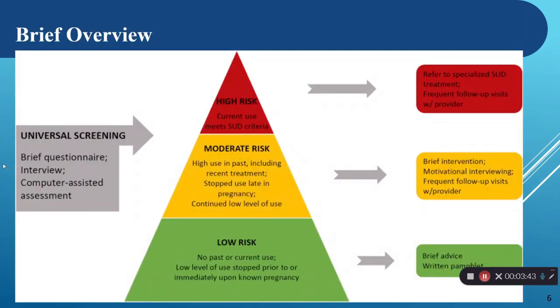So we're going to explain a little bit more about the risk levels. If they score low risk, let's say no past or current use, they have a low level of use and stopped prior to or immediately upon pregnancy, so we'll just give brief advice or a written pamphlet. Moderate use, when they had high use in the past, including recent treatment, or stopped use late in pregnancy. For any moderate use, we're going to give a brief intervention, motivational interviewing, and frequent follow-up visits to the provider. And high risk, we also want to give a brief intervention, and we want to refer and see if they're ready to be referred out to treatment and give them the resources for treatment.